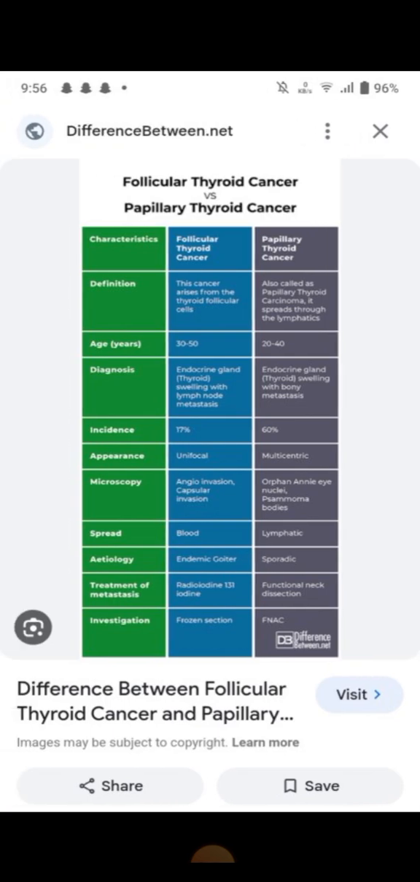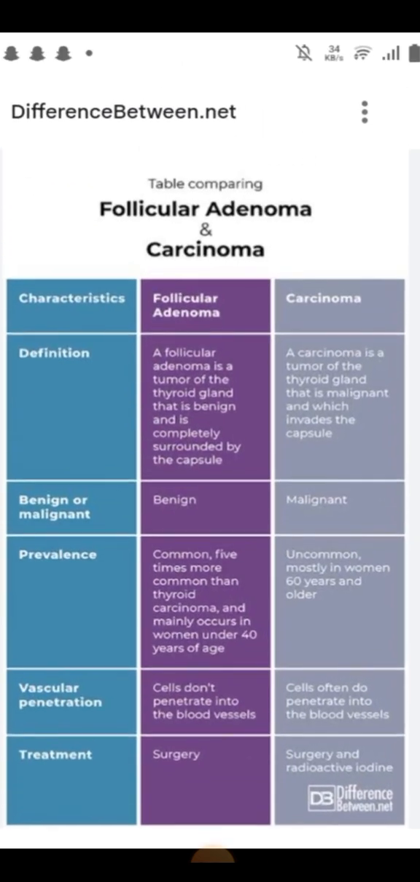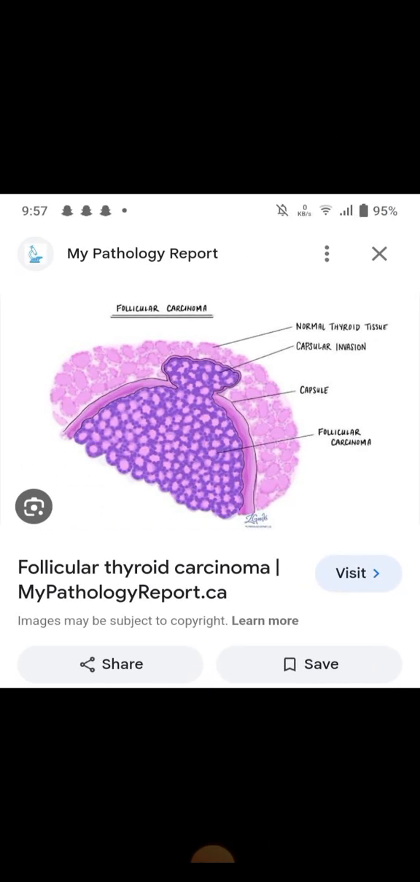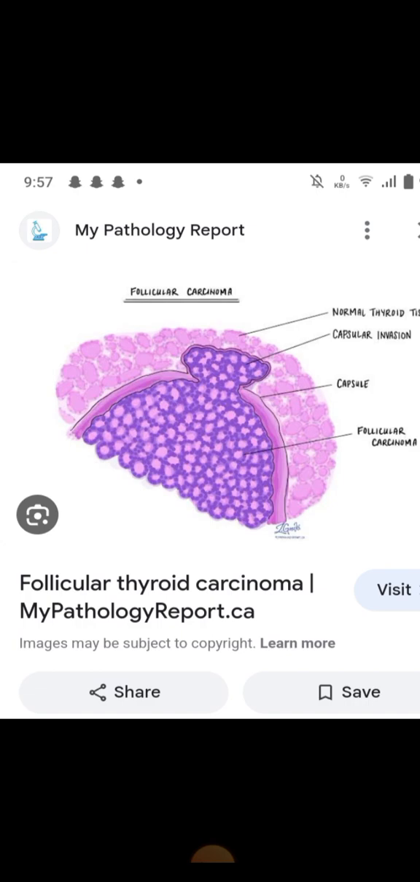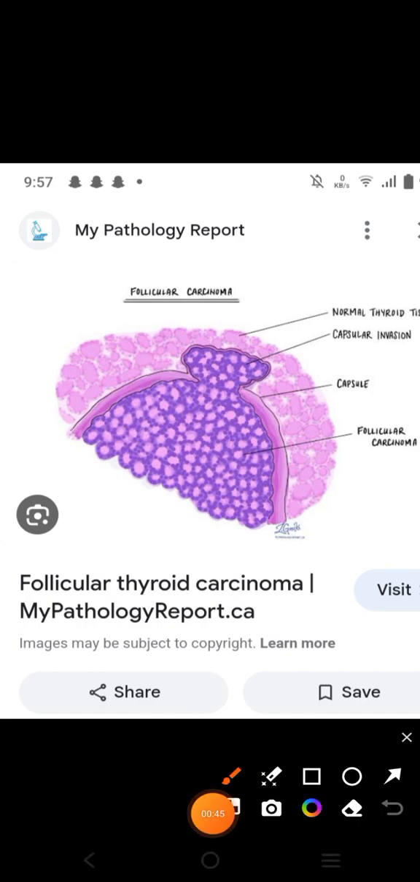You can take a screenshot if you want to know the difference between follicular adenoma and carcinoma. I will explain it in the next video. So here is a beautiful description of follicular thyroid carcinoma. I must tell you, before explaining other terminologies, that in order to know the difference between follicular adenoma and follicular thyroid carcinoma, the only single feature that you must know is that carcinomas do capsular invasion, but adenomas don't do capsular invasion.